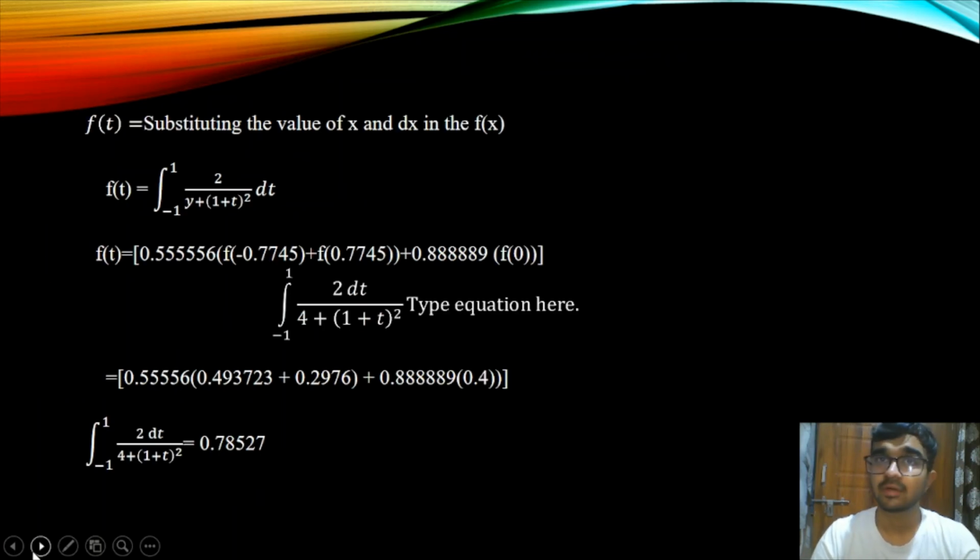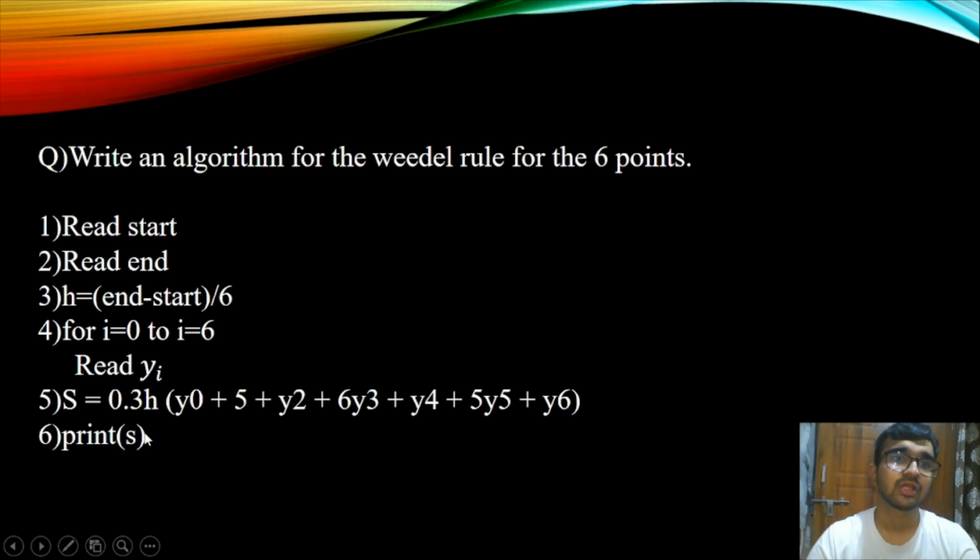Now let's move forward to our next question, that is, write an algorithm for Weddle's rule for 6 points. So it is quite simple. First we have to read our starting point and our ending point, then we find our h, that is, end minus start upon 6, because we have to find for 6 points, that's why we are dividing by 6. Then we will run a for loop from i equals 0 to i equals 6, and now we will read the values of yi.